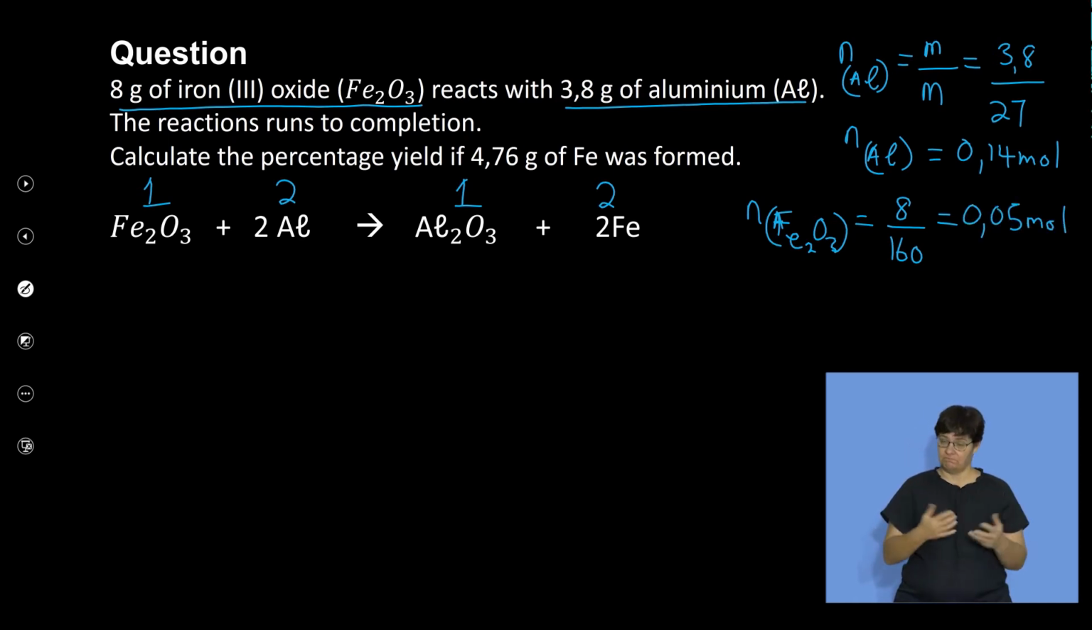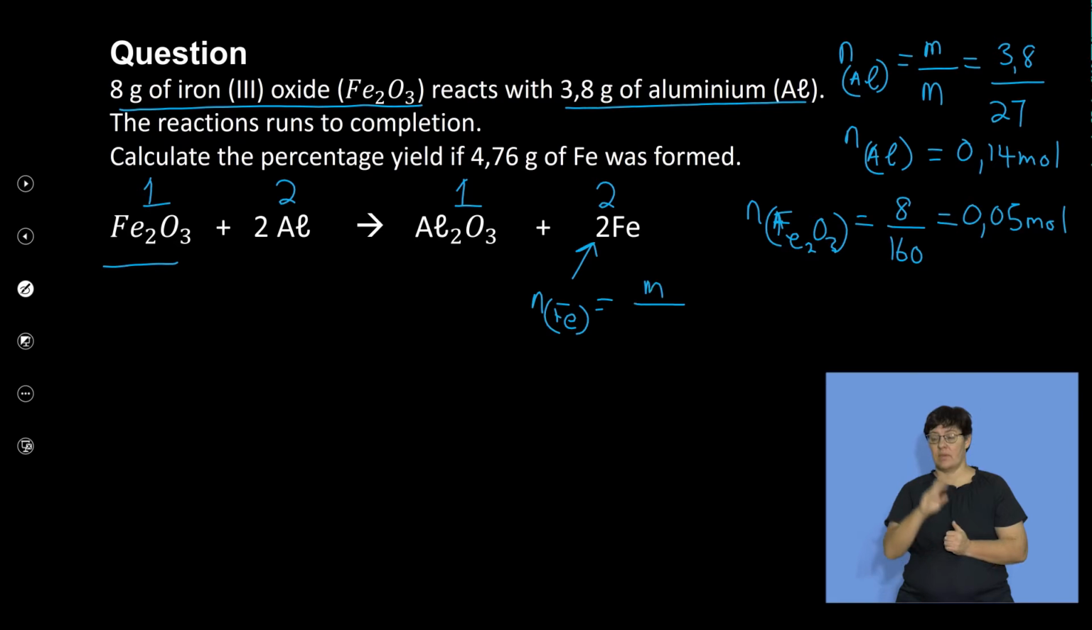So if 1 reacts with 2, it says to us that the aluminium is actually our limiting reagent. So all the 8 grams of iron oxide will react. So 1 mole of iron oxide gives us 2 moles of iron. So the number of moles of iron that will be formed is equal to mass over molar mass.